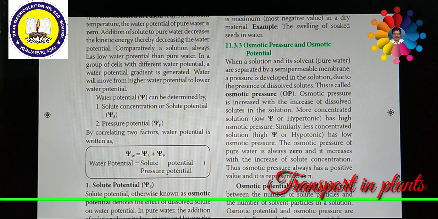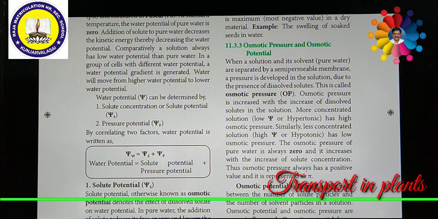This was explained by Meyer in the year 1938. The DPD is increased by the addition of solute into the solvent-solute system. Increased DPD favors endosmosis, or it sucks water from the hypotonic solution. Hence, it is also called suction pressure. So diffusion pressure deficit can also be called suction pressure, because the material can suck water due to DPD.